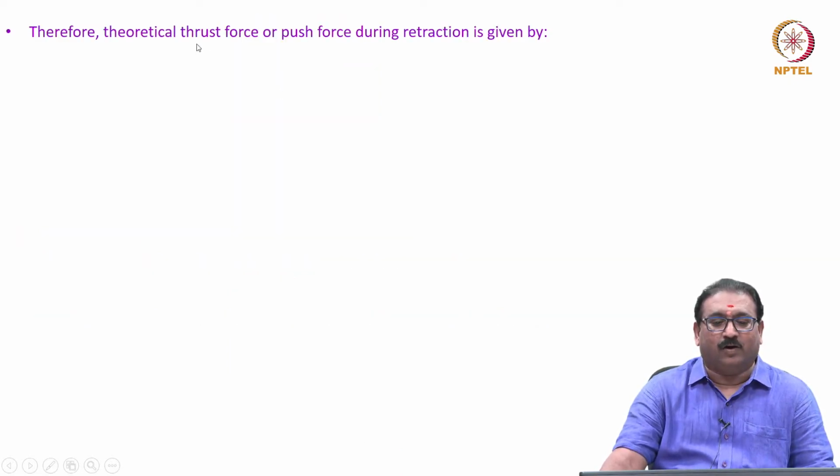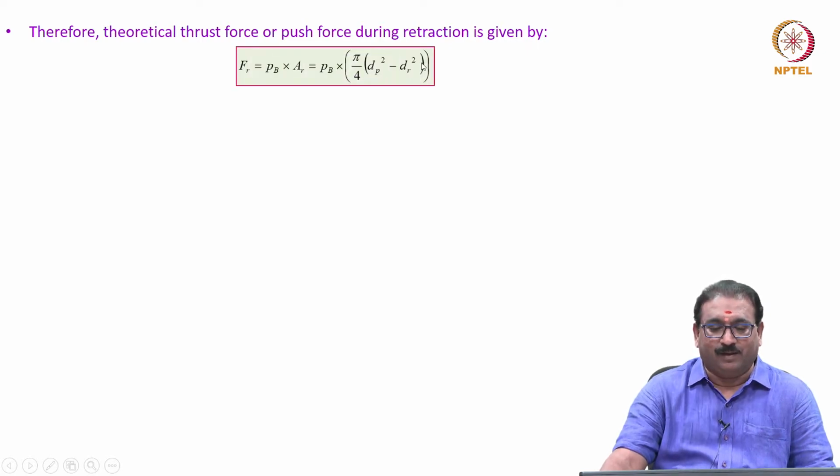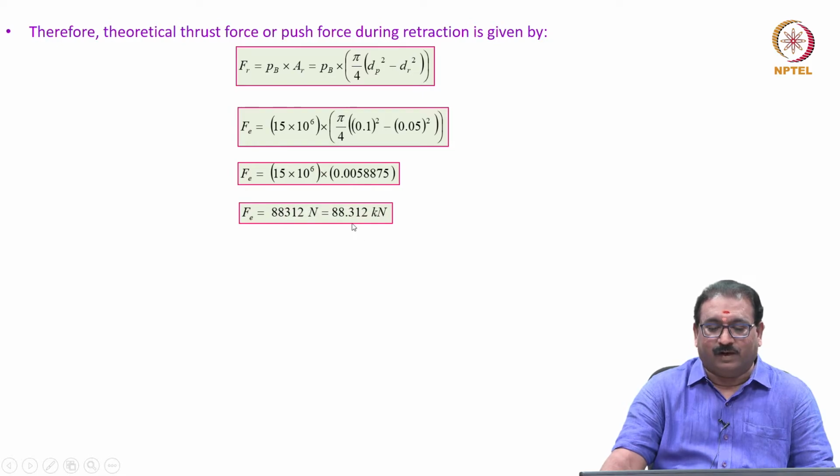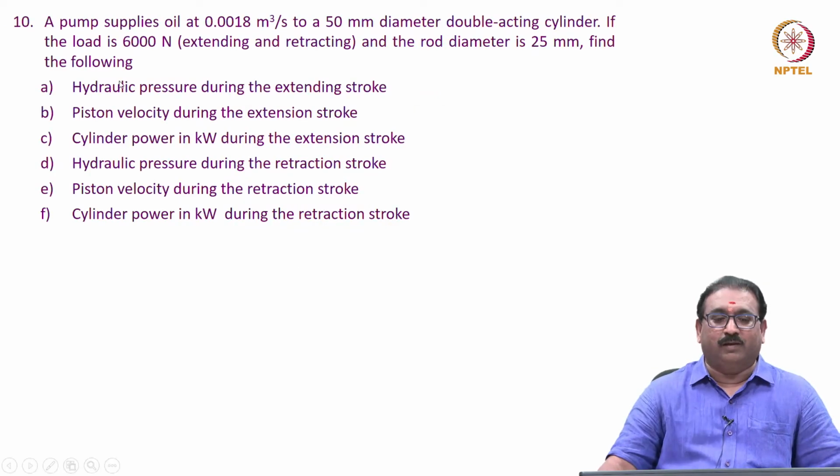Similarly, the theoretical thrust force, or push force, during the retraction. Please be careful here: pi by 4 (dP square minus dr square), as I have told you. Substitute all the values and finally we will get 88.312 kilonewton. Now we will see one more problem.